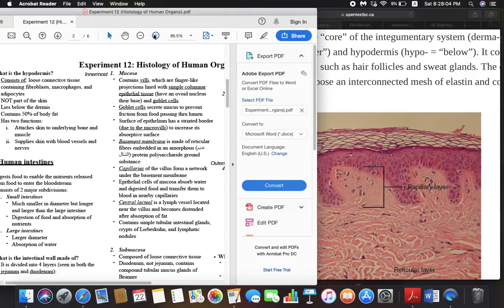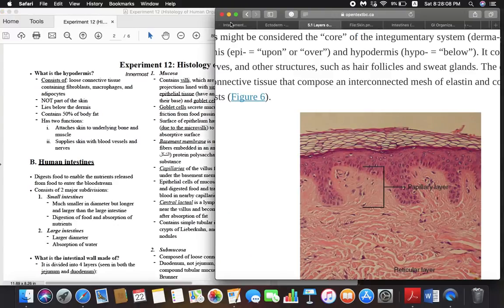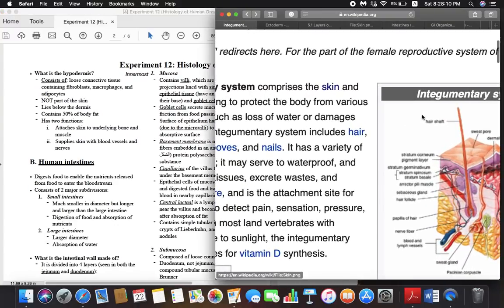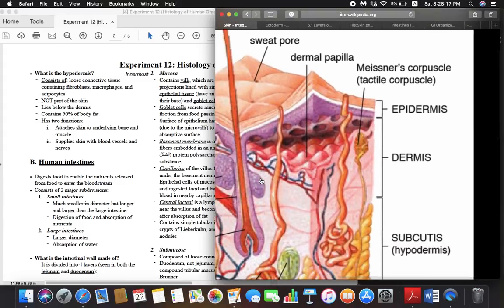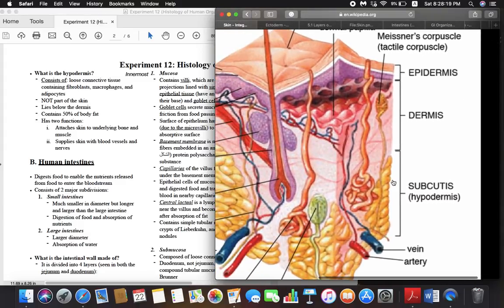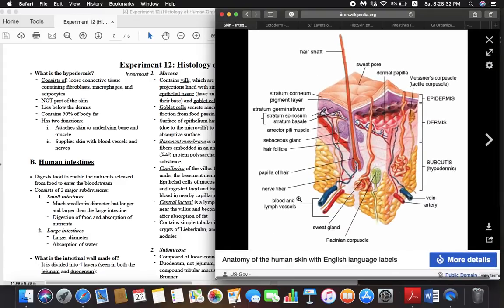Next, the final part of the human skin is the hypodermis. Now, as I mentioned before, the hypodermis is considered to be a part of the integumentary system. The hypodermis is right here, the subcutis. The hypodermis is part of the integumentary system as a whole. However, it's not part of the skin. The skin is simply the epidermis plus the dermis. The hypodermis is not a part of the skin. However, it is a part of the integumentary system.